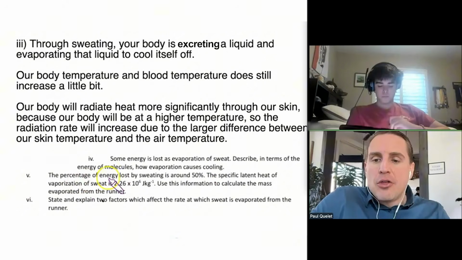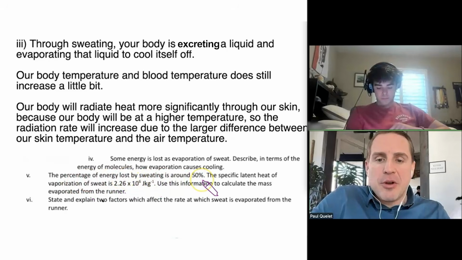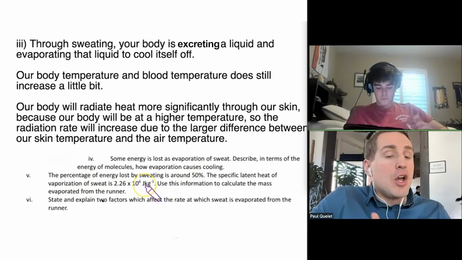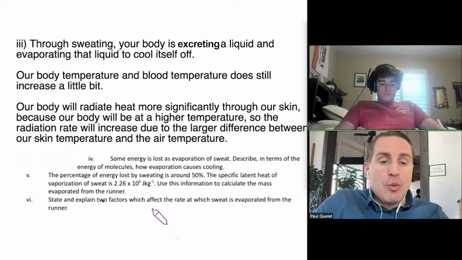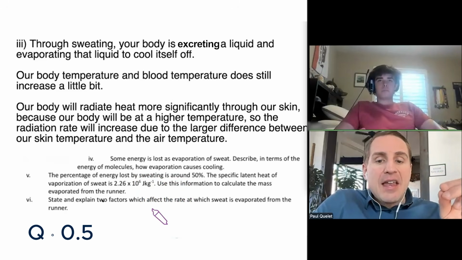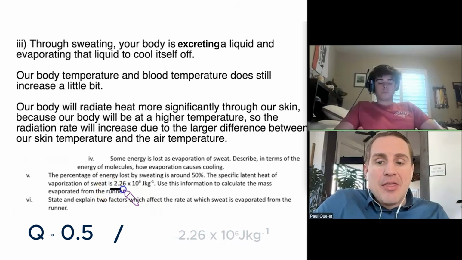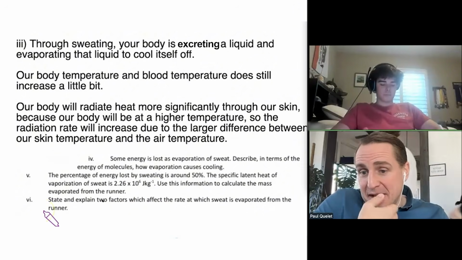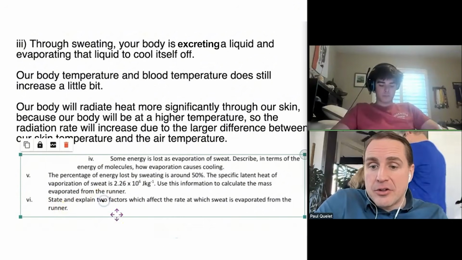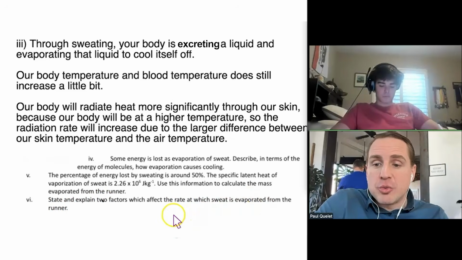Number 5, the percentage of energy lost by sweating is around 50%. There's the latent heat. So what I would do is take Q times 50%, which is Q times 0.5. Then I would divide that by the latent heat of sweat, and then you could get the mass of sweat. And then lastly, number 6, explain 2 factors which affect the rate at which the sweat is evaporated from the runner.